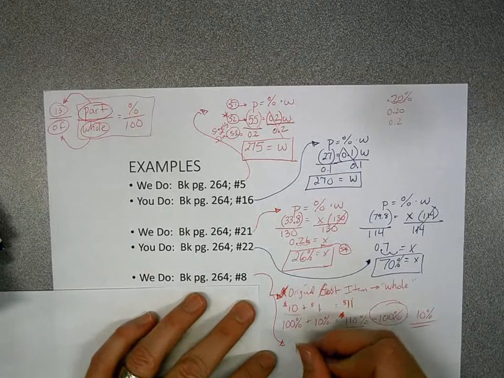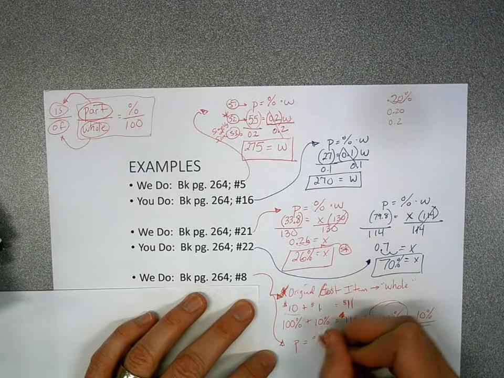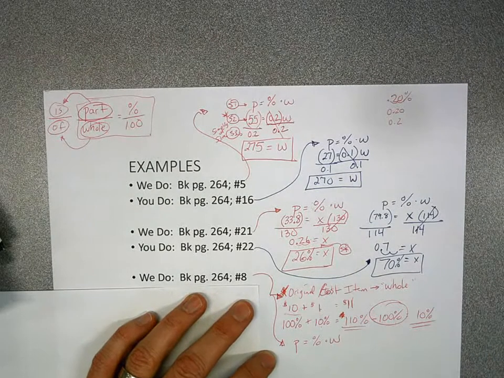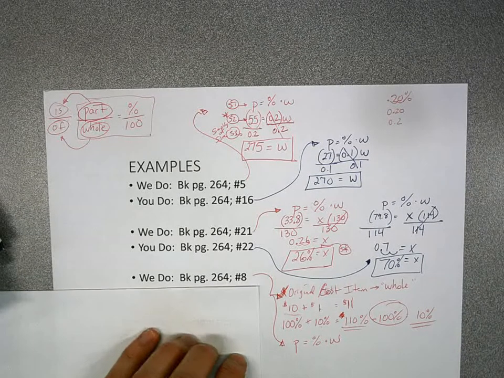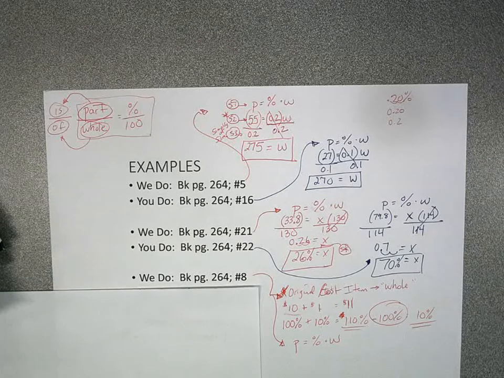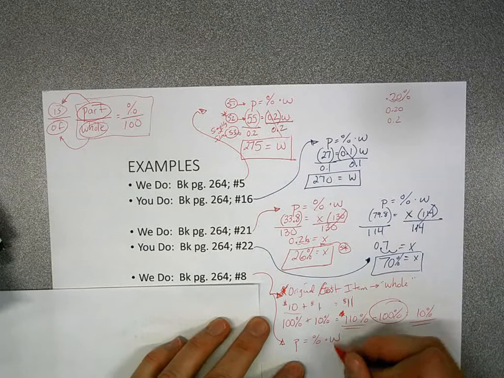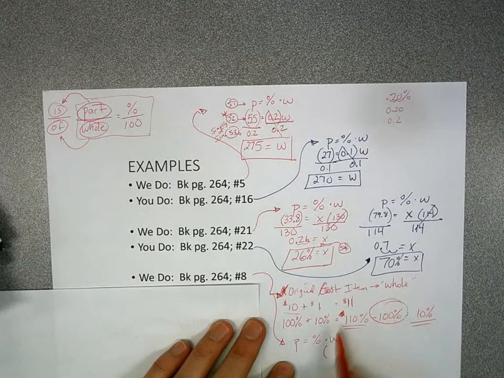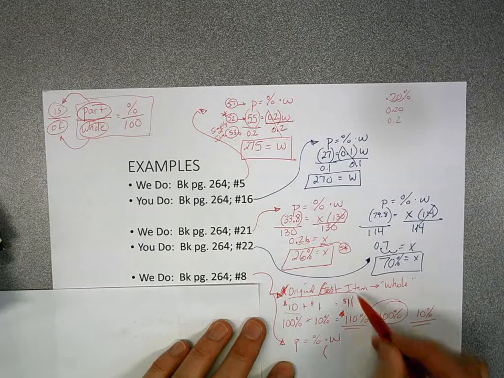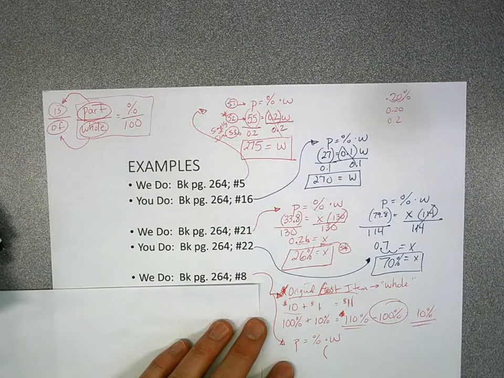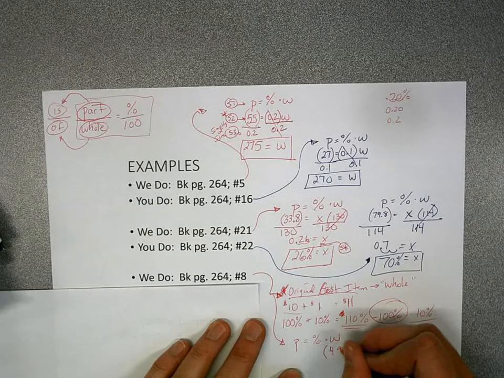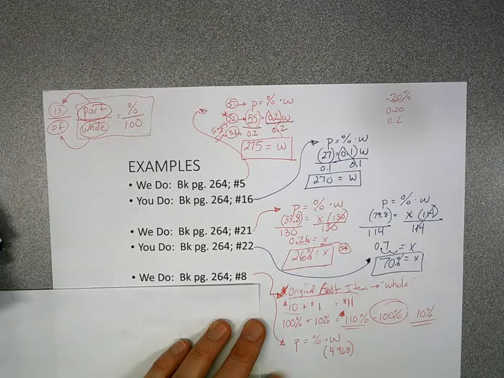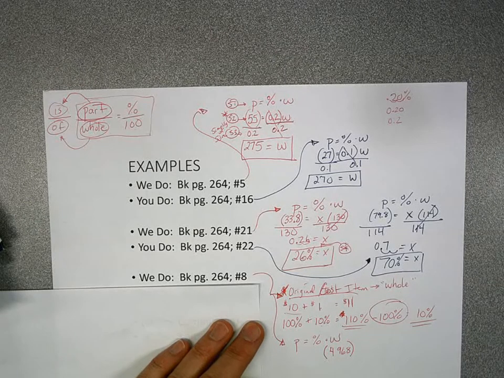Part equals percent times the whole. To solve this, I'm going to put in for the whole the original cost of the scooter. If I reread that, it says the cost of the scooter is $4,968. That goes in for the whole because that's the original cost of the scooter.